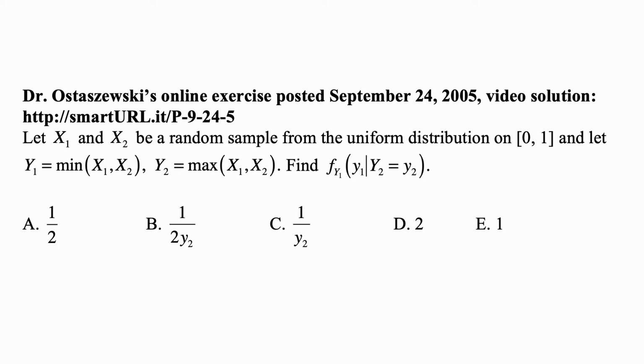Here's the problem for today, for exam P on probability. Let X1 and X2 be a random sample from the uniform distribution on (0, 1), and let Y1 equal the minimum of X1, X2, and Y2 equal the maximum of X1, X2. So basically Y1 and Y2 are order statistics of this random sample. Find f sub Y1 of y1 given that Y2 is equal to y2.